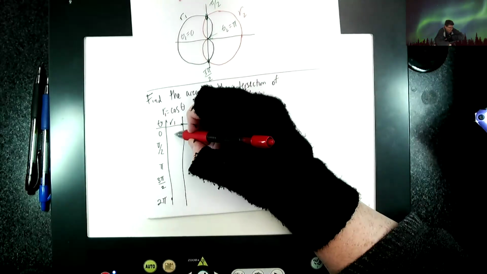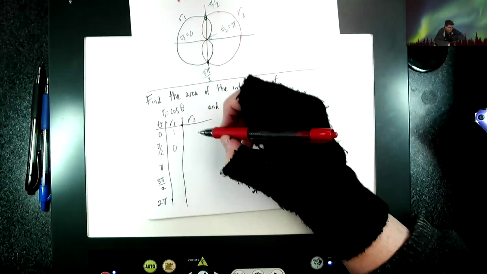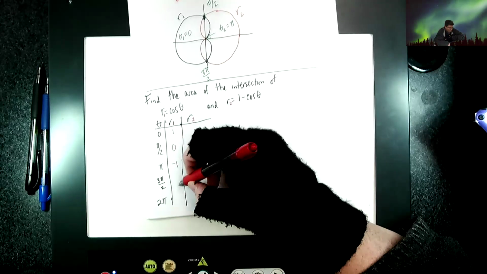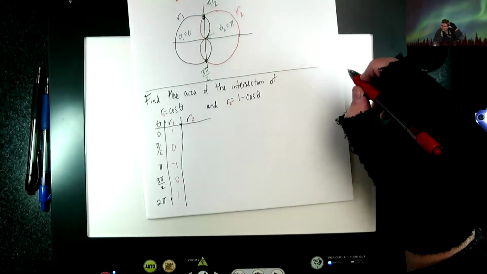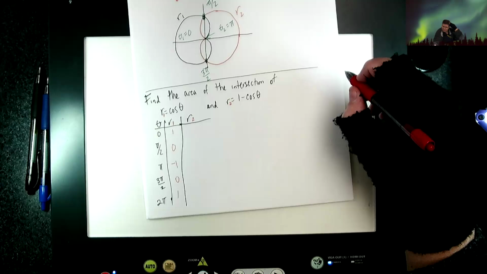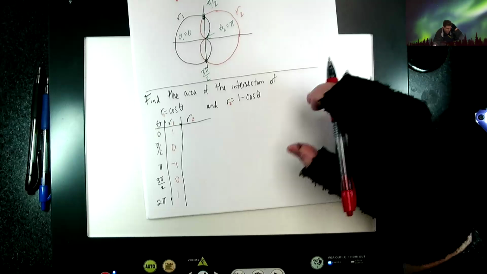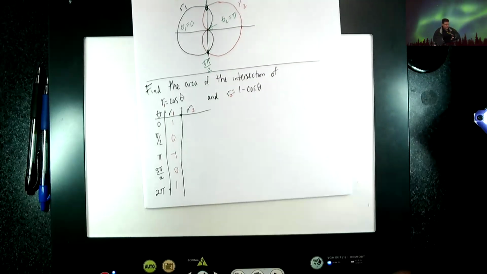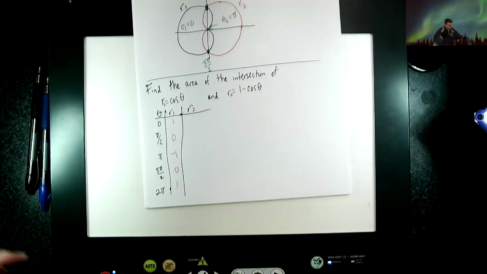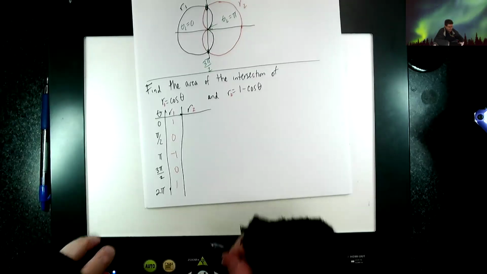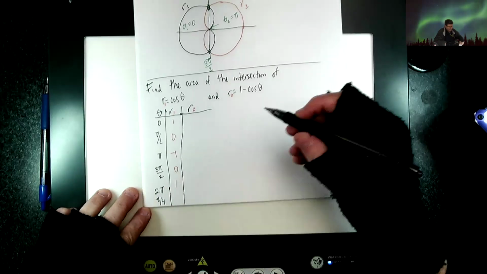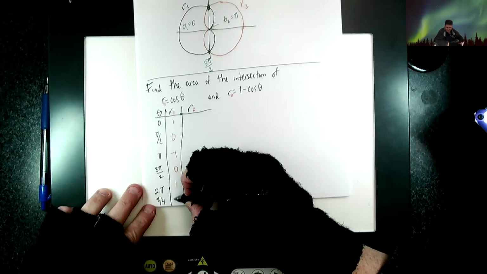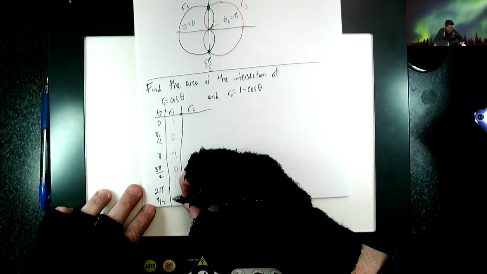So this one should be easy. It's 1, 0, -1, 0, 1. Maybe we should slap in a pi over 4 just to see how it looks in between. Let's do a pi over 4 on the list. Cosine of pi over 4 is √2/2, which is approximately 0.7.